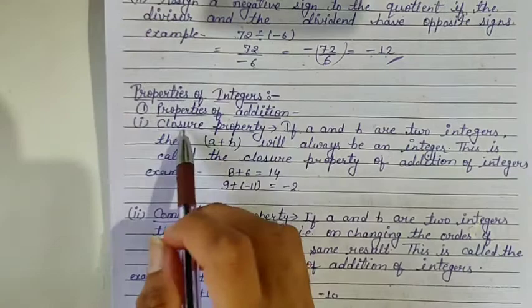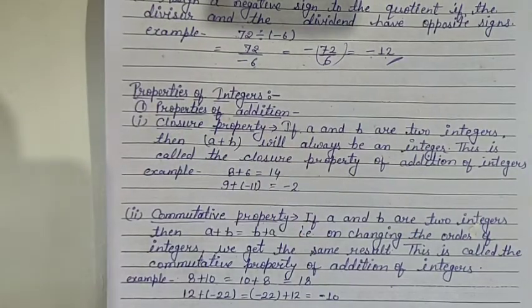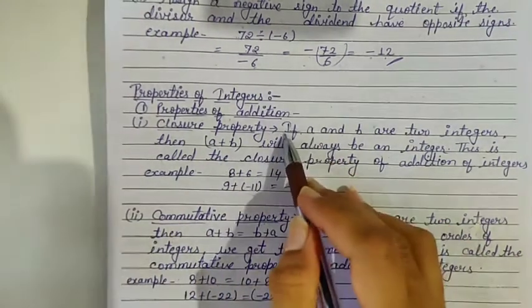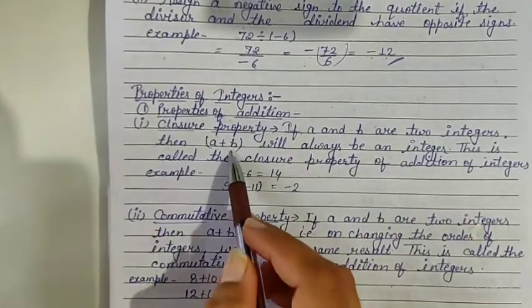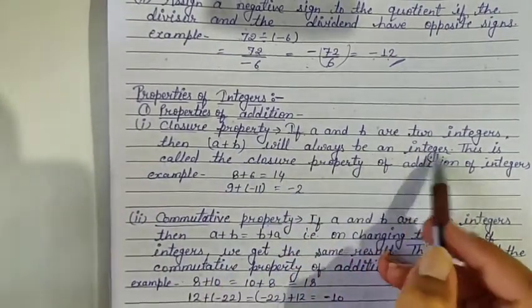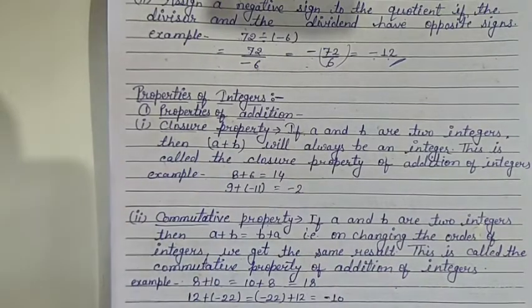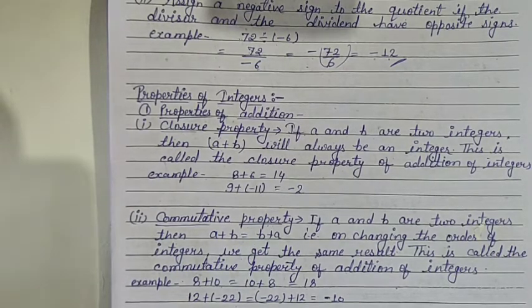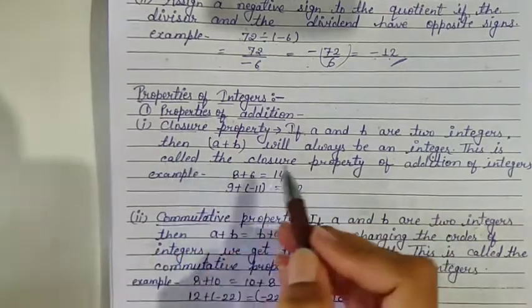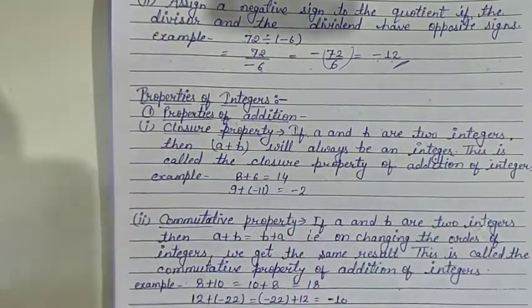The first property is the closure property. So firstly, what is the closure property? If a and b are two integers, then a plus b will always be an integer. This is the closure property. If a and b are two integers, then their addition a plus b will always be an integer. That is called the closure property of addition of integers.